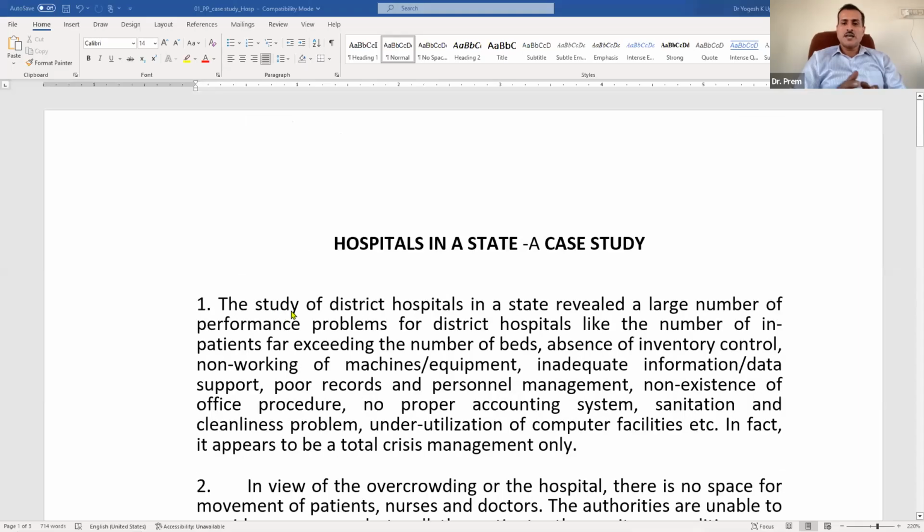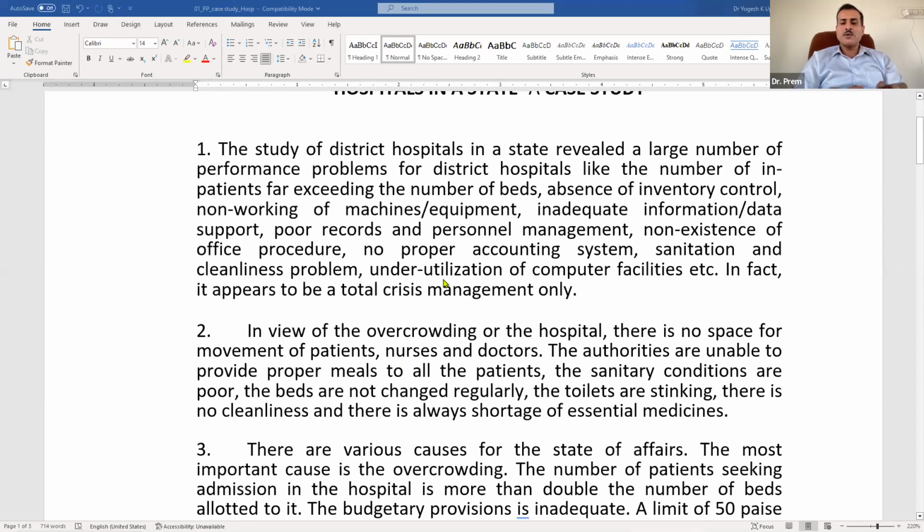So the environment problem includes a shortage of essential medicines, a shortage of beds, and a shortage of employees. Whereas the behavioral problems are like the employees not having any idea about account management. They do not have office procedures. They are unable to handle the computer facilities properly. These can be improved through training methodologies if we employ some trainees.